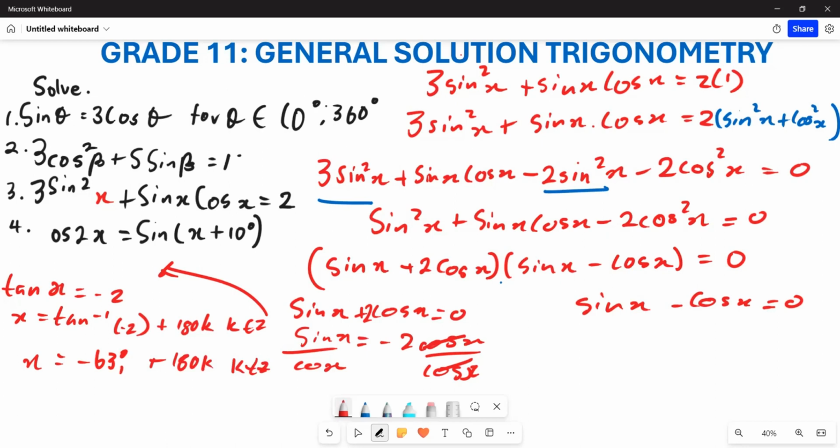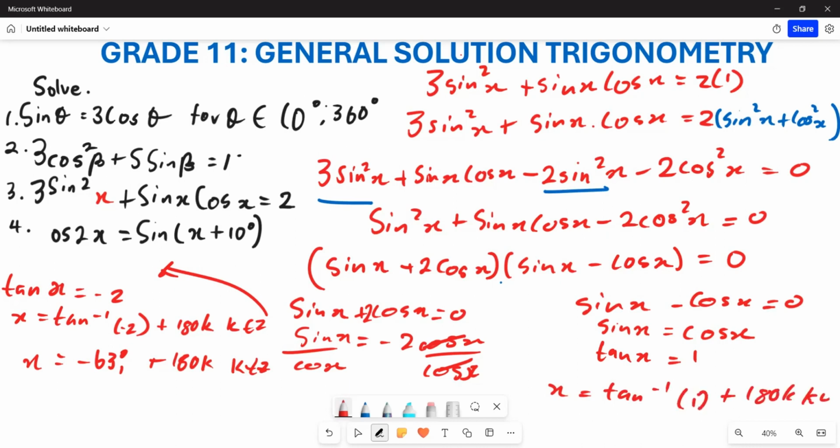Now, similarly on the other side, you are going to do the same thing. You're going to take this cos to this side. Can you see that this is actually going to be the same as sine of x is equal to cos x? Then when you divide by cos on both sides, this side is going to be tan x, which is equal to 1, because when you divide by cos on this side, you're going to have 1. So which means your x is going to be equal to shift tan of 1 plus 180k, where k is an element of the integers, right? Then your x is going to be the same as 45 degrees.